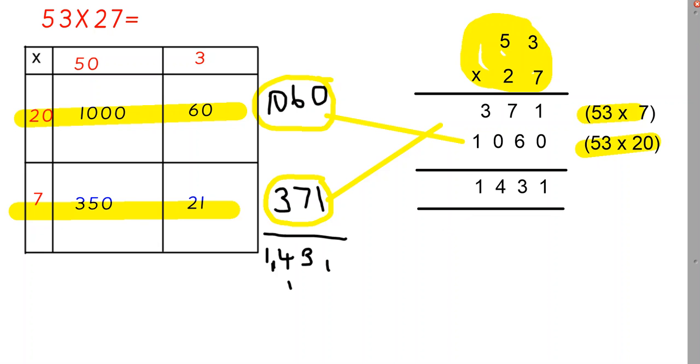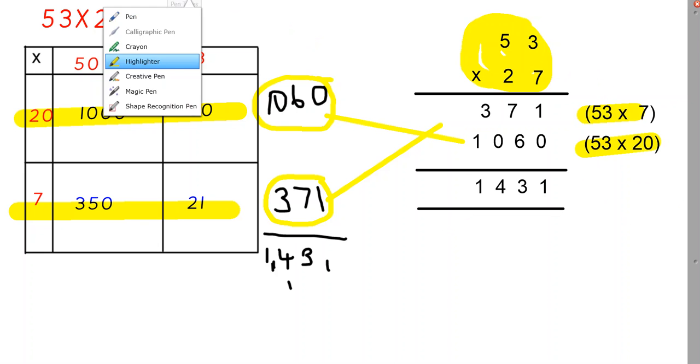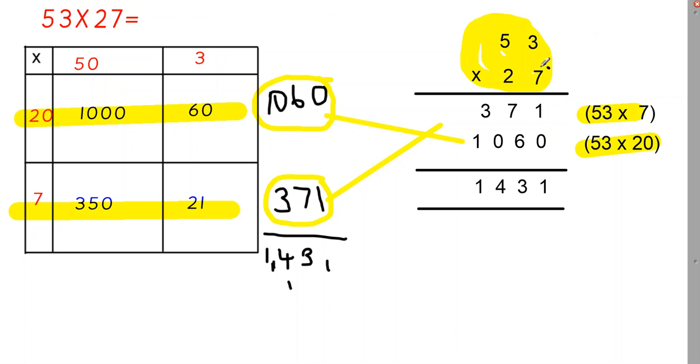Now, the reason why we do it this way round is when we do a multiplying calculation, we always start here. So that's why these numbers have been swapped over, if you will. We always start with the first digit.